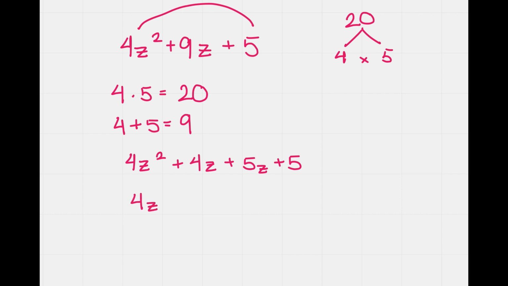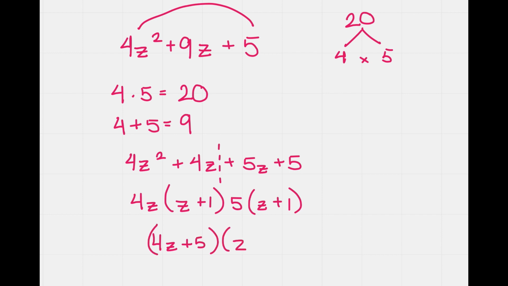So for our first two terms, we have 4z as our GCF, and we're going to divide both terms by that value. That leaves us with z plus 1 in our first bracket. For our second two terms, the GCF of 5z and 5 is simply 5, and inside our bracket we're going to have z plus 1 again. Now for our final answer, we're going to have two sets of brackets, one of which has our GCFs together, and the other one has whatever is inside those two brackets, z plus 1.